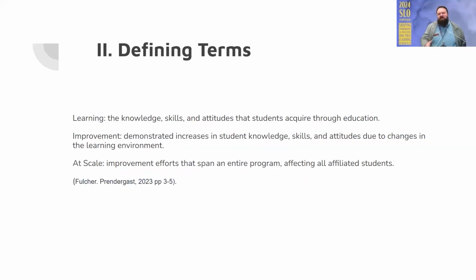And so we wanted to also set down what we mean by learning improvement at scale. Volcker and Pendergast give us a very simple idea of what this means. By learning, they mean knowledge, skills, and attitudes that students acquire through education. That seems pretty straightforward. Improvement here is demonstrated increase in student knowledge, skills, and attitudes due to changes in the learning environment. And we'll talk about that word learning environment in a moment.